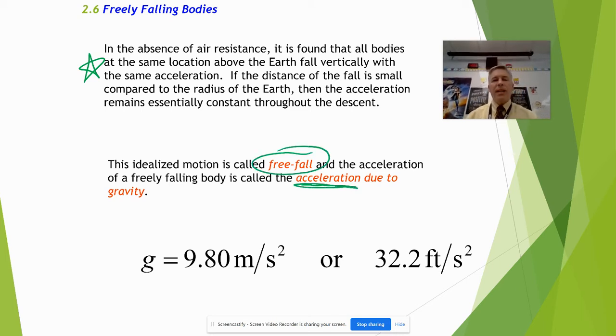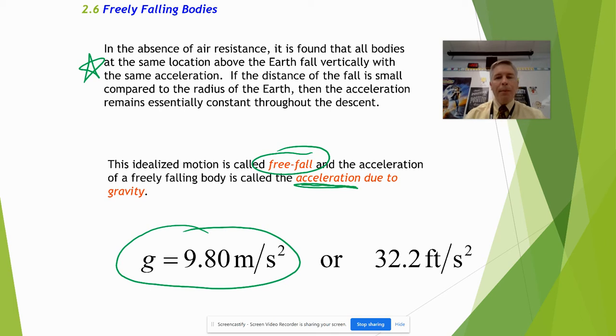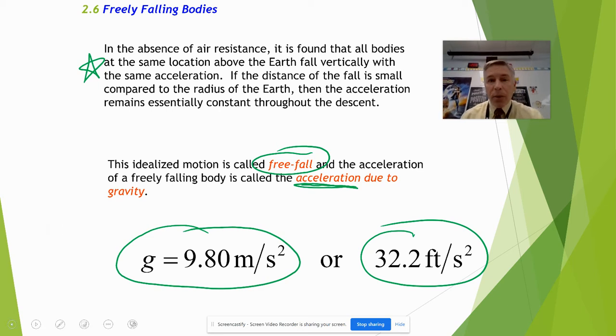And we're going to talk about this as free fall. In other words, we're free of air resistance. And the value is 9.80 meters per second squared. Here in the United States, an older physics book might use 32 feet per second squared, but we're going to keep it metric, so 9.80 meters per second squared. That is the acceleration of all freely falling objects.